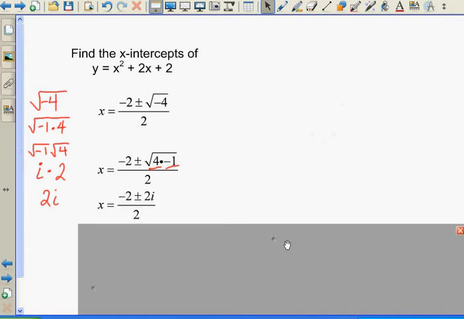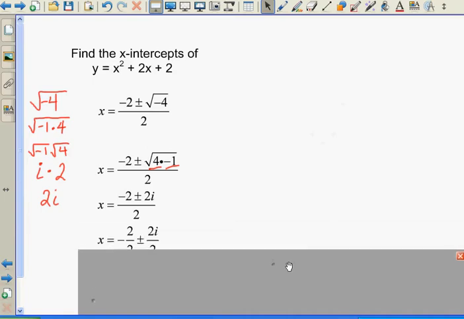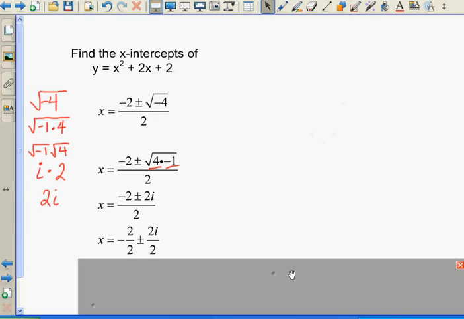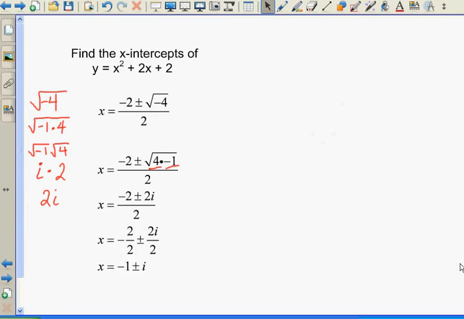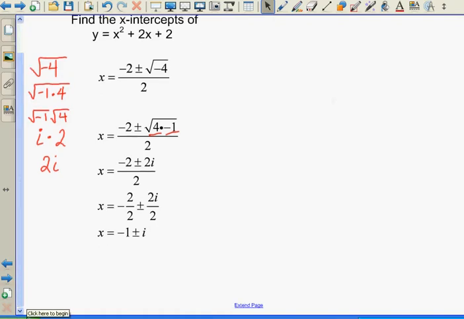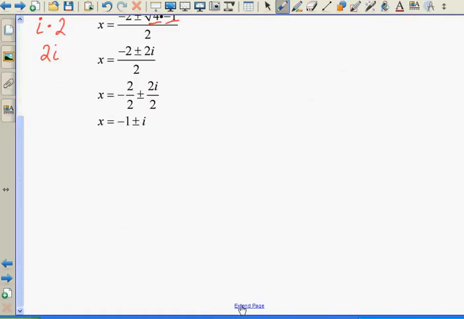Square root of 4 is 2, square root of -1 is i. And then we'll just treat it like normal. So split it apart and reduce, right? So if you split that apart and reduce, you get -1 plus or minus i, because 2 over 2 is 1, right? You could put the 1 in front of the i if you wanted. So we're getting that we have our x-intercepts, there aren't any real x-intercepts. We have 2 imaginary x-intercepts. One when x is at -1 plus i, and one when x is at -1 minus i.